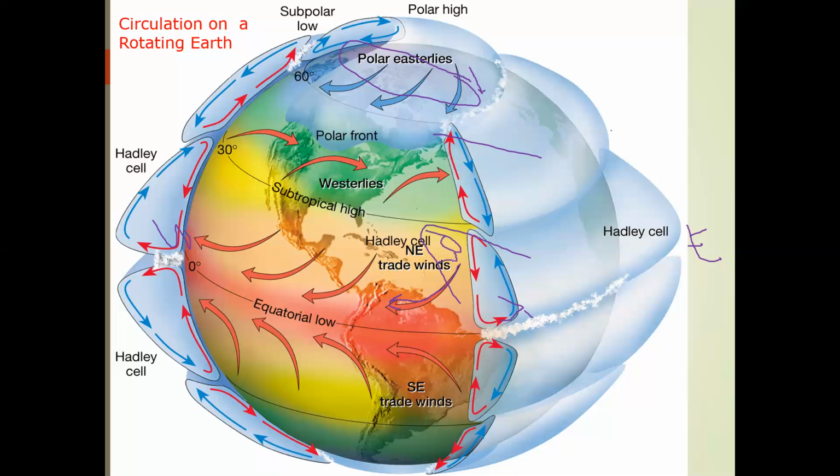I'm going to really mess this up. This is my stick man, sort of. And if stick man is standing up here looking at the air moving, it's going to be deflected to the right. So that belt of winds is known as the northeast trade winds. Okay, so that gives us our polar easterlies and our northeast trade winds.